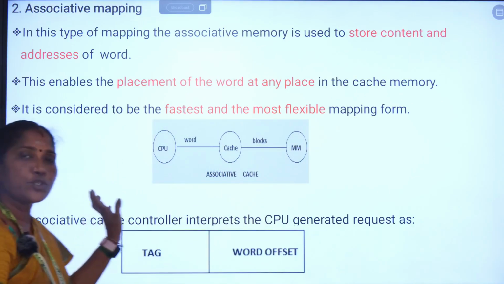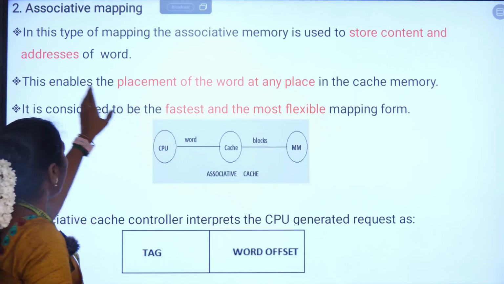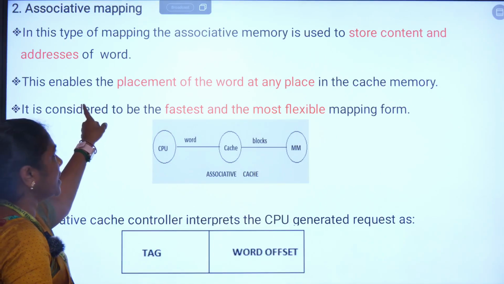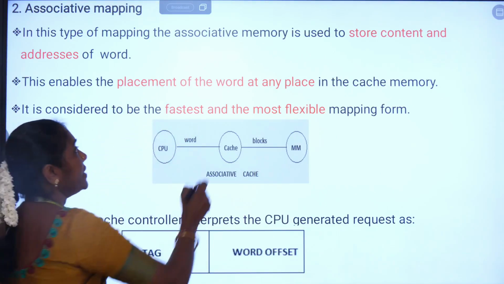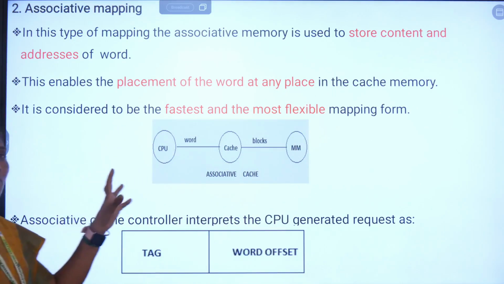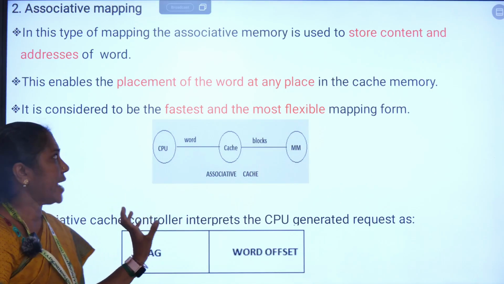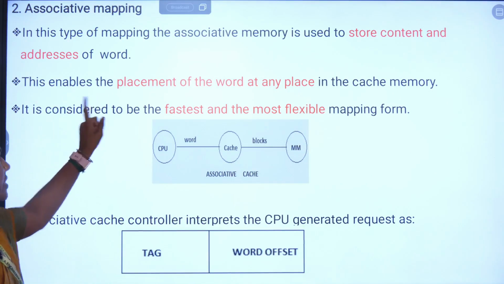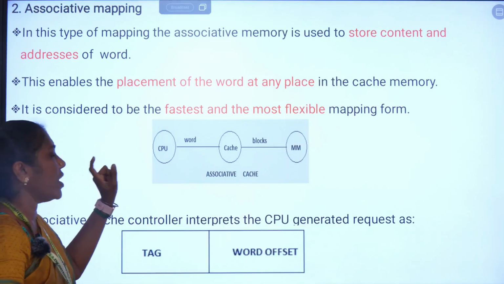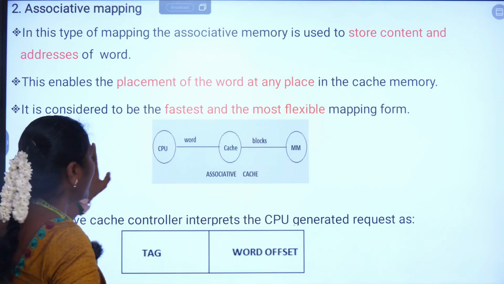Next one is the associative mapping. Associative mapping is used to store the content and address of the word. Here, it enables the placement of the word at any place. Here, it is going to copy the content wherever we have a free location in the cache memory, and hence it is referred to as the associative memory, and hence it is faster for accessing and also has flexibility.